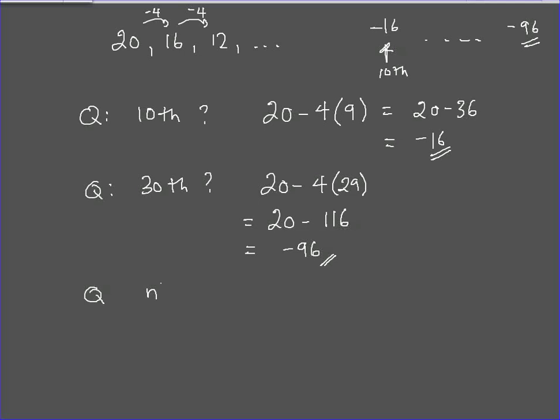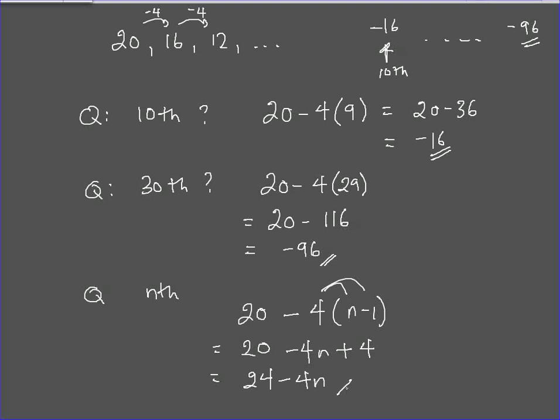And finally, the nth term. Well, start at 20, subtract 4. How many times do you subtract it? Tidy this up. Minus minus gives a plus. 24 minus 4n for any term we want. Bingo, we've got it. Moving swiftly on, we can jump straight into these things.